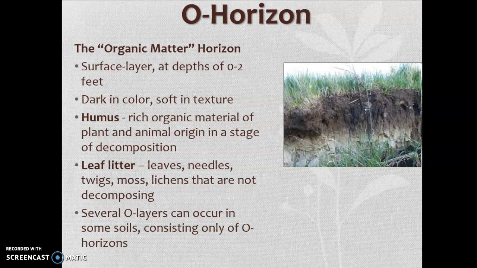The O horizon is also going to have things like leaf litter, leaves, needles, twigs, moss, lichens, things like that that don't necessarily decompose quickly. That would be along the soil surface. You can have several O layers in some soils, consisting of only O horizons if it's a very fertile area.